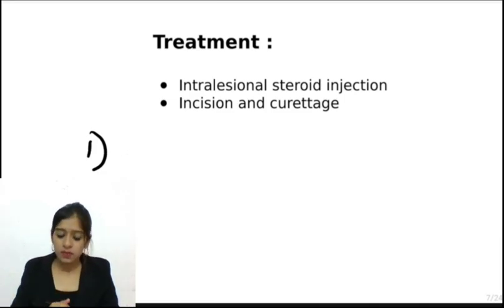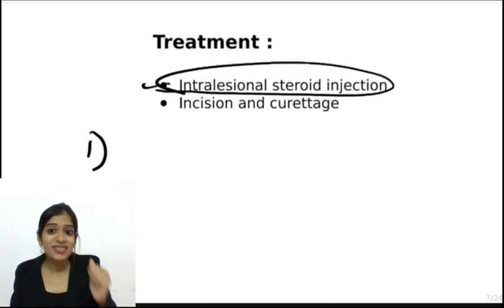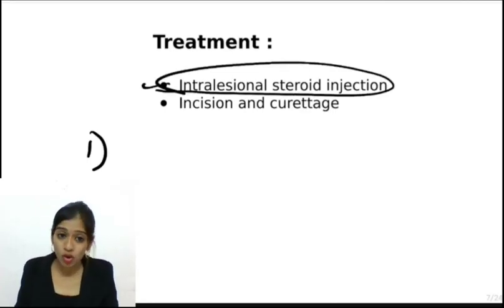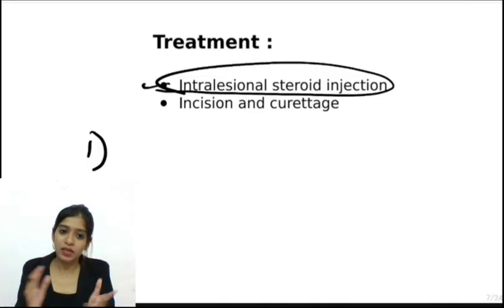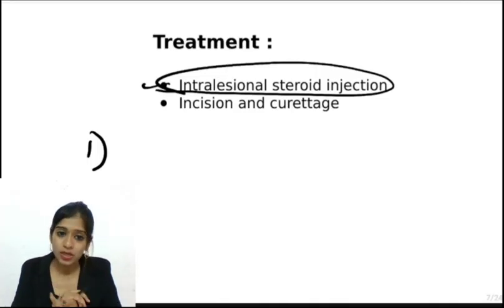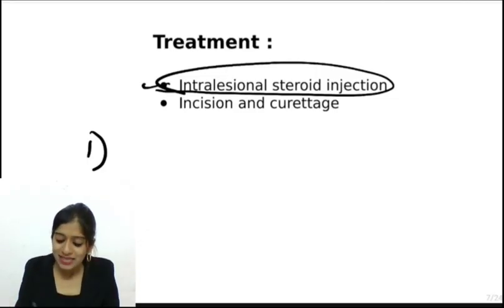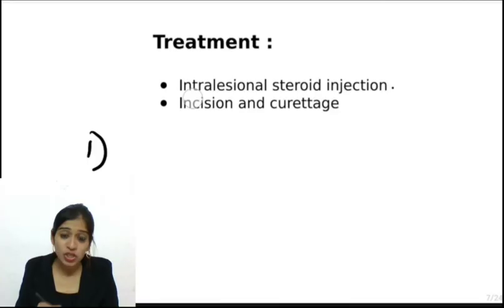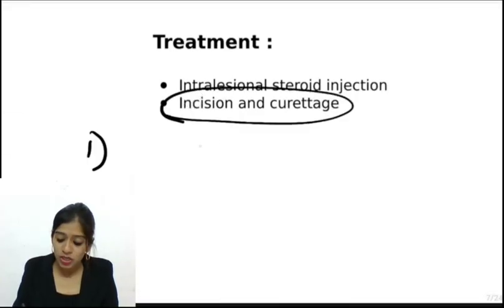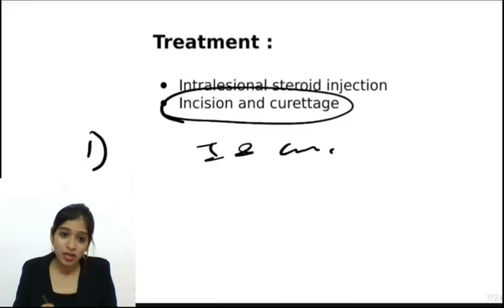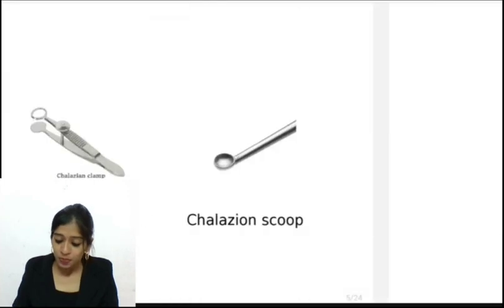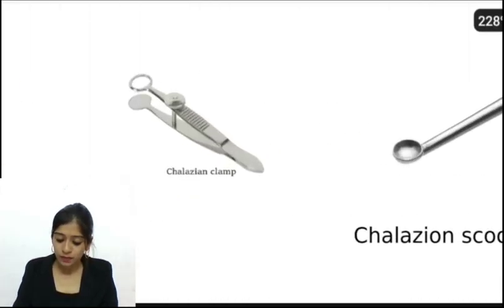Now, if it comes again, you can start intralesional steroid injection, triamcinolone. That is the steroid that we are using. So, you can try giving an intralesional triamcinolone injection. If it still keeps recurring, the mainstay of treatment in chalazion is incision and curettage. Incision and curettage. How do you do that? Look here.